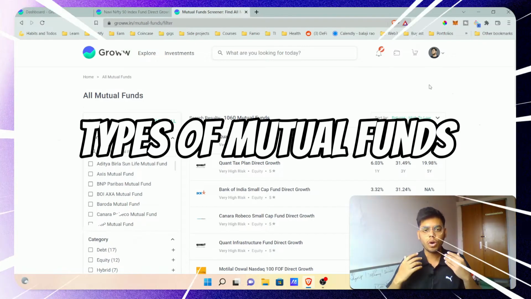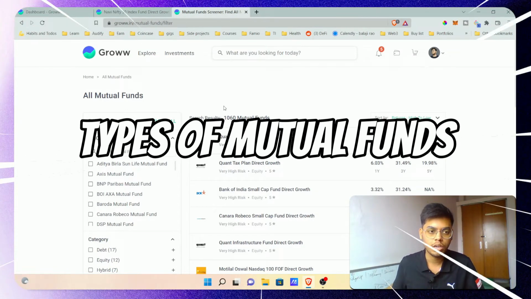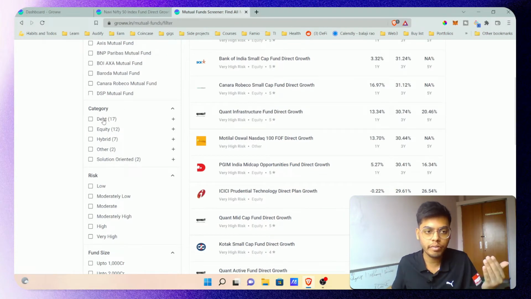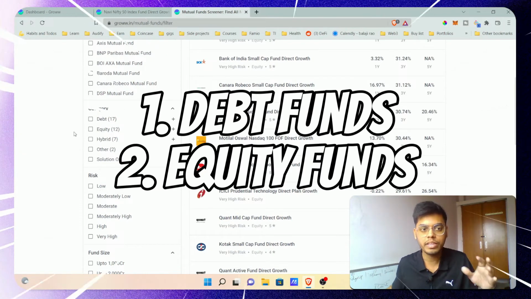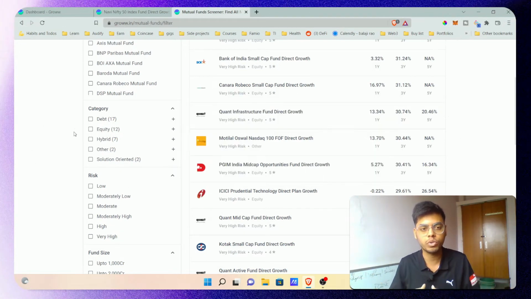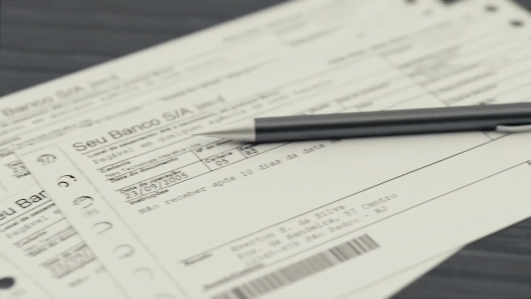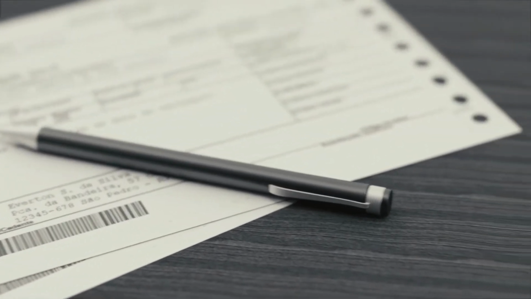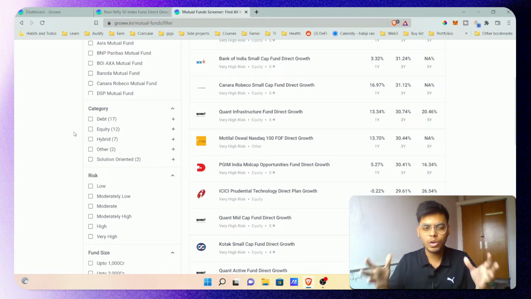When we talk about the types of mutual funds, as you can see here, there are different kinds of mutual funds. One is the debt fund and the other is the equity fund. These are the two major categories of mutual funds, debt and equity. When we are talking about debt, it could be corporate debt, it could be government debt. You don't need to go into the nitty-gritties when you're making your first investment.